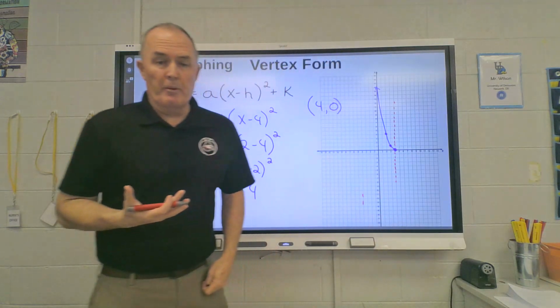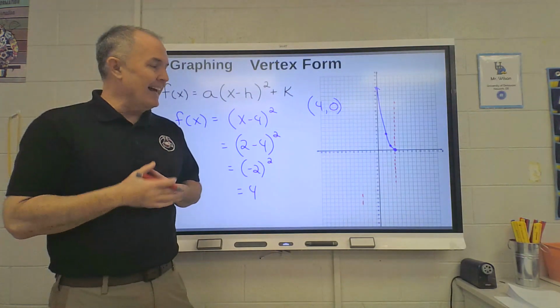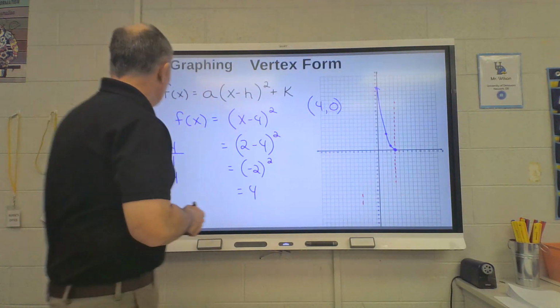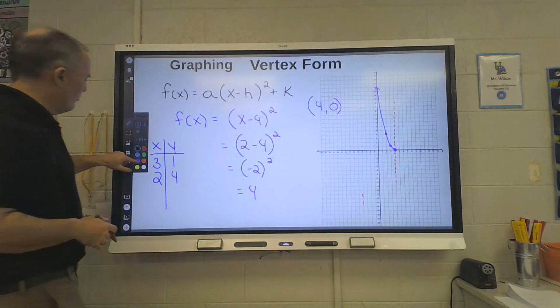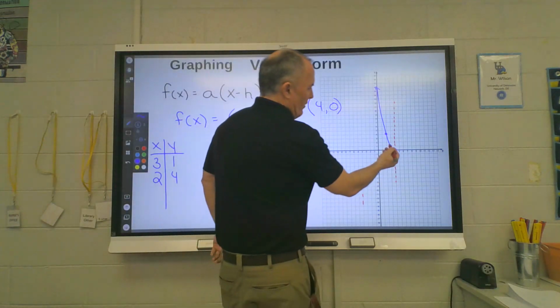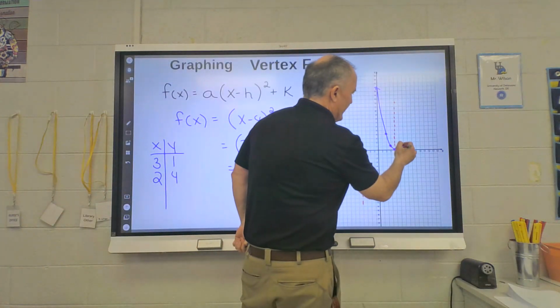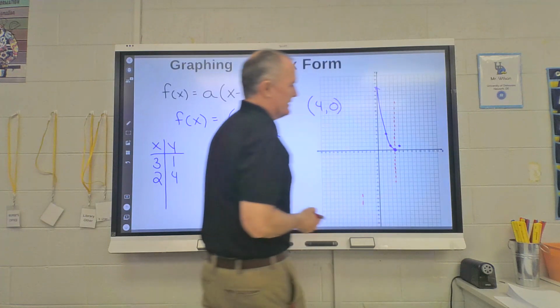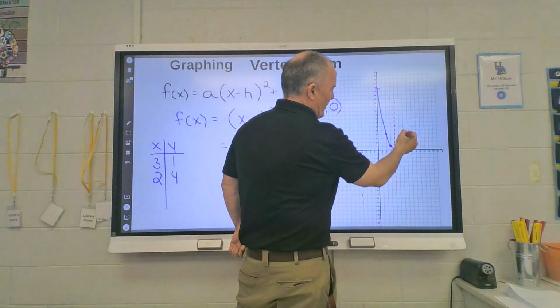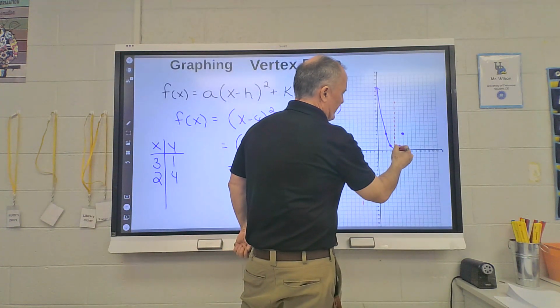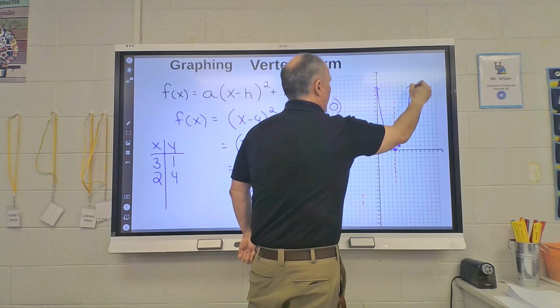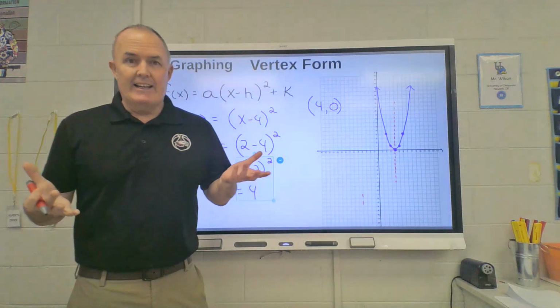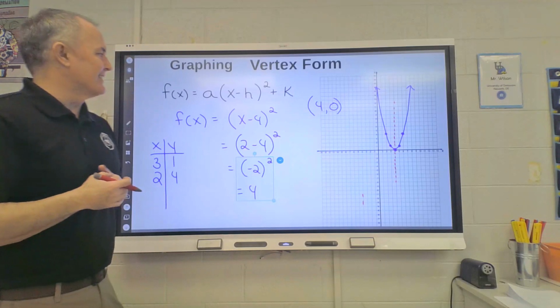Which goes right down through the middle of the vertex and is a perfectly vertical line. So now I can graph my matching points on the other side. Well, if that's 1 unit away, that's going to be 1 unit away from the axis of symmetry. If that's 2 units away, it's going to be 2 units away on the other side. There you go. Easy peasy lemon squeezy. We got it nice and good.